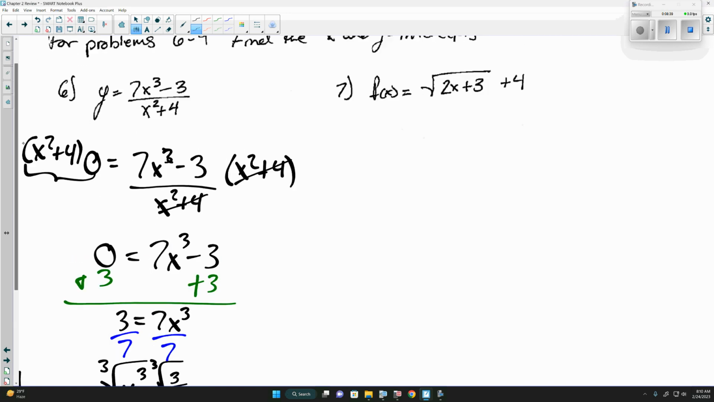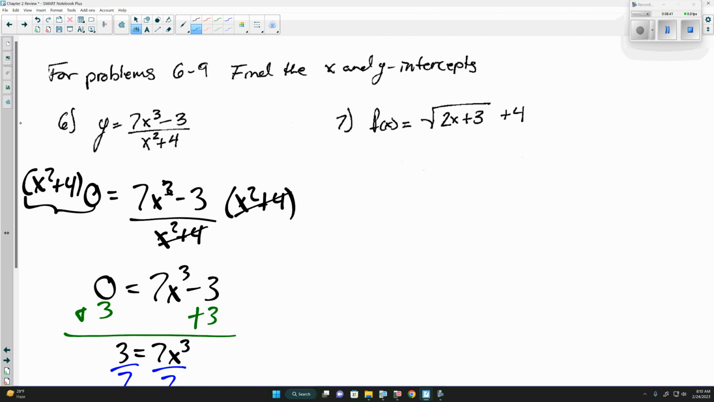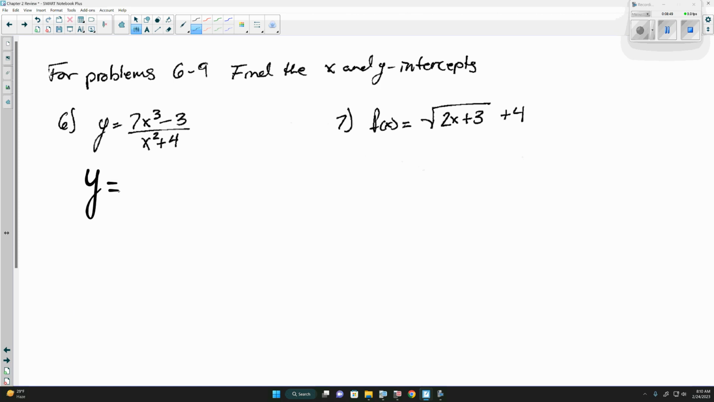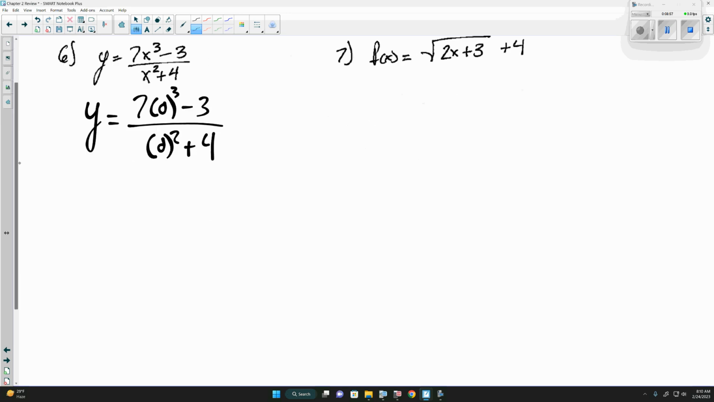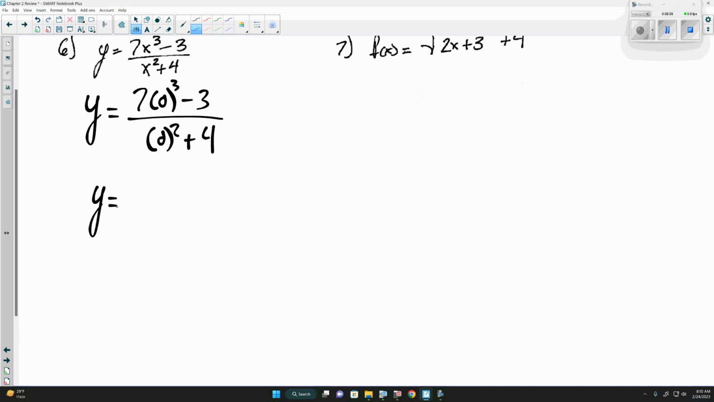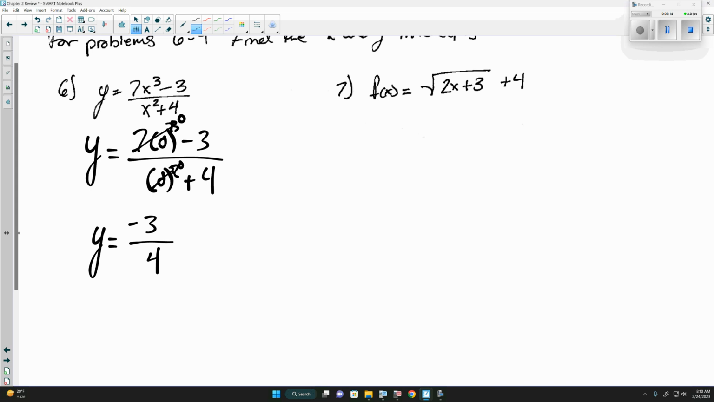Now the y-intercept is where it crosses the y-axis, and that's where the x value is 0. So all we need to do is plug 0 in for x. Well, that whole thing is 0. This whole thing is 0. So really what's left? -3/4. And that is the y-intercept.